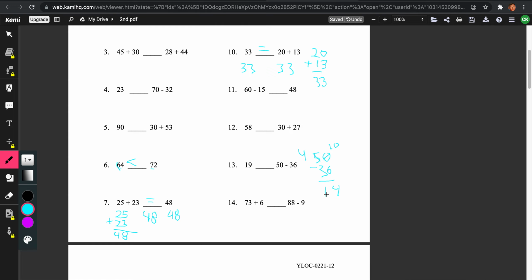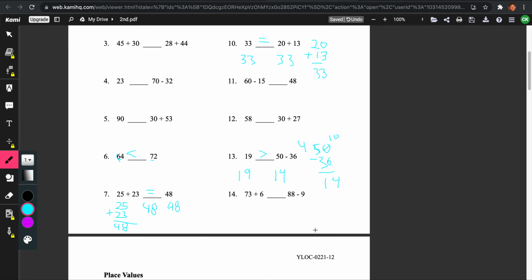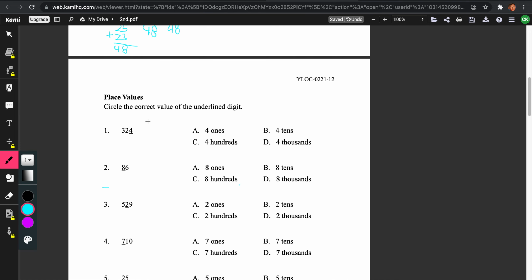Okay, so 13, we would see 19 and 14. Is 19 greater than or less than 14? 19 is bigger, so you would put this sign as it. Okay, let's do place values.